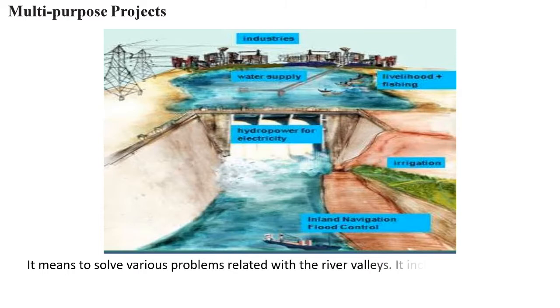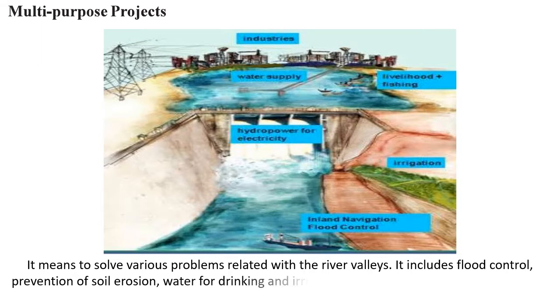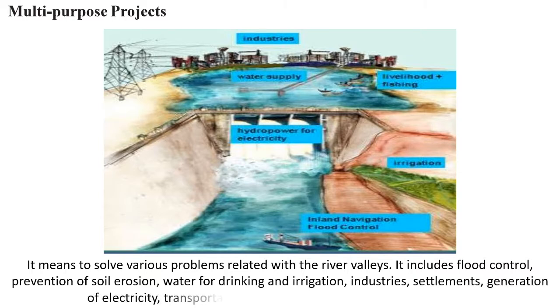It means to solve various problems related with the river valleys. It includes flood control, prevention of soil erosion, water for drinking and irrigation, industries, settlements, generation of electricity, transportation, entertainment, and wildlife protection. So with the multipurpose projects, we can do these many things.